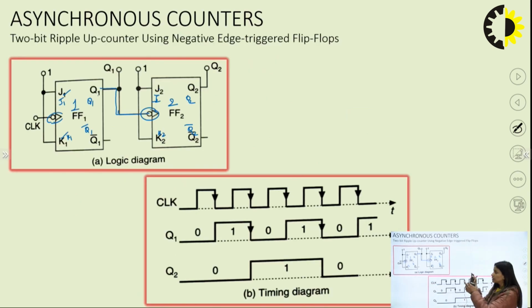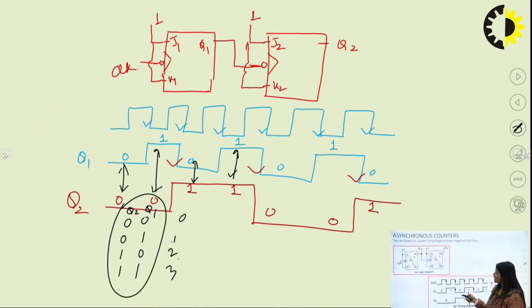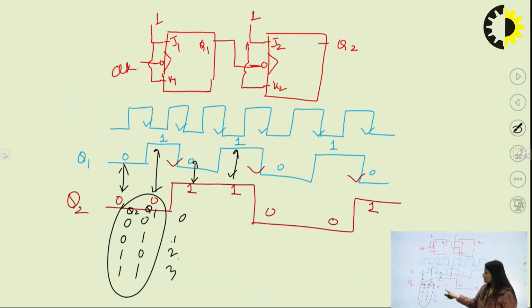And by this simple circuit which I have explained in this diagram, these are the clock pulses, and at every negative edge triggering I have a change of 0 to 1 and 1 to 0, 0 to 1 and 1 to 0, as I have drawn here in this particular diagram. So this was the asynchronous counter.